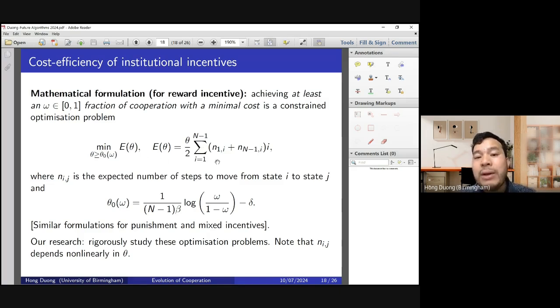So this is the cost. You simply sum up the cost that you invest in each step, and we want to attain at least some fraction of cooperation. So the question is that we want to minimize the cost to obtain at least some level of cooperation. We have a constrained optimization problem: minimize the cost function under these constraints. That is the main mathematical problem that we want to study.